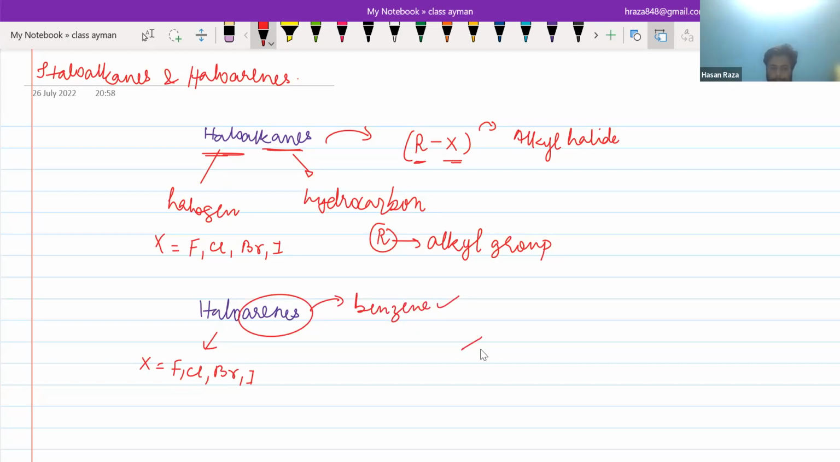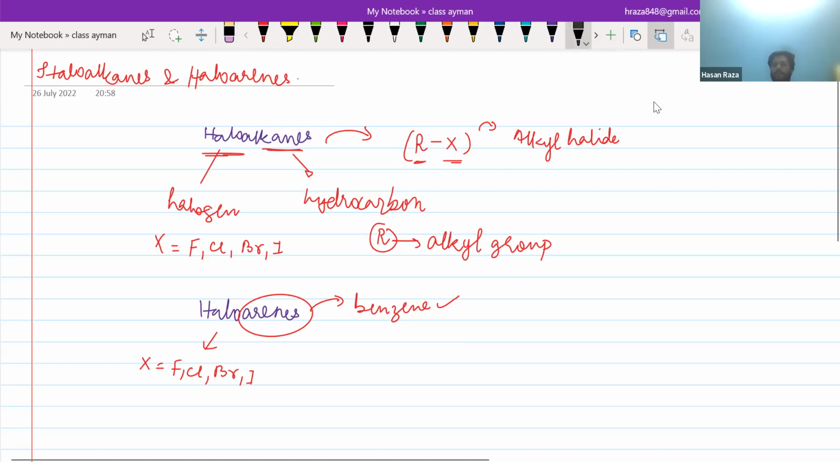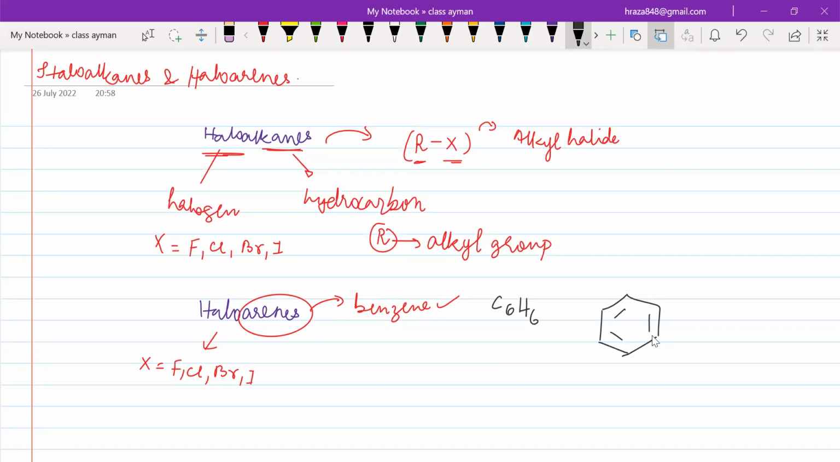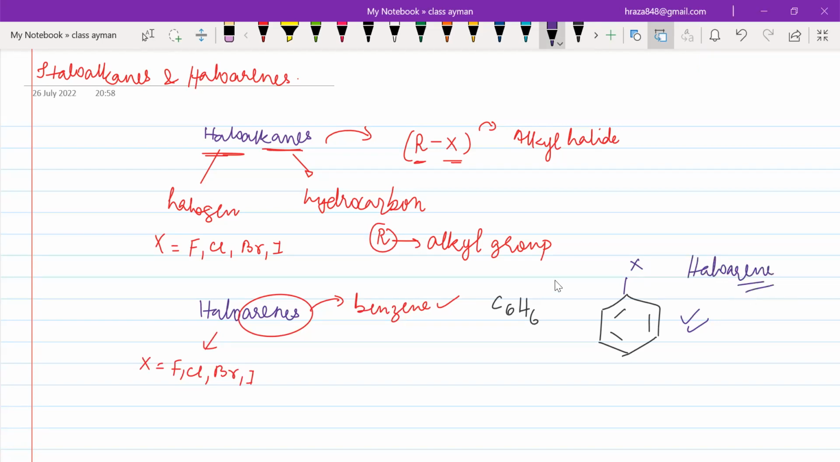Do you know about benzene? No, sir. Benzene is the most famous compound in organic chemistry that has a chemical formula C6H6 and has a cyclic structure like cyclohexane, but in alternate positions, there will be double bonds. This is benzene. Okay, sir. Have you seen it anywhere? Yes. Very good. Now, whenever an X is attached with a benzene, that is called haloarenes. Whether one X is attached, whether two or three, it will be haloarenes. Is that clear? Yes, it's clear.